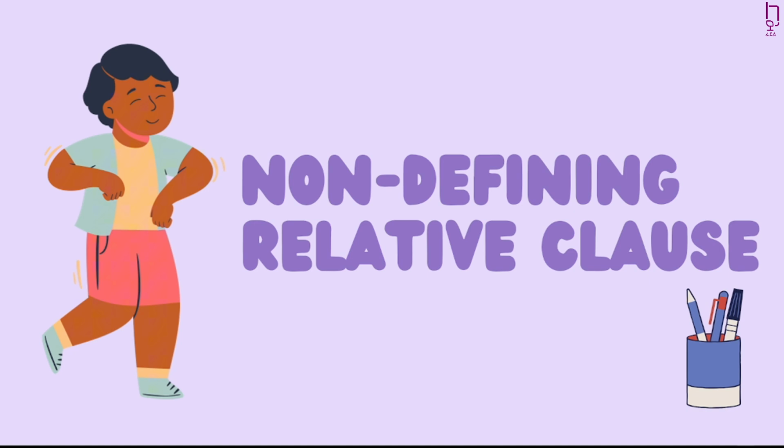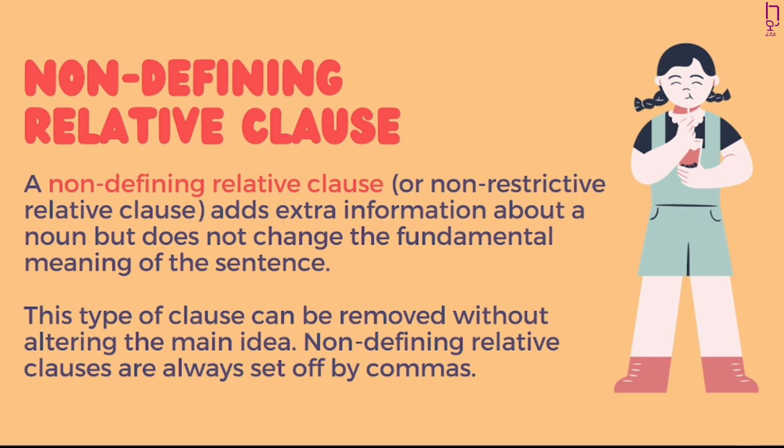Non-defining relative clauses. So we have said this much about defining relative clauses. In opposition to defining relative clauses, non-defining relative clauses are not obligatory. They add extra information to the sentence, okay? So a non-defining relative clause, or non-restrictive relative clause, adds extra information about a noun but does not change the fundamental meaning of a sentence. So it does not affect the meaning of a sentence, it just adds extra information. This type of clause can be removed without altering the main idea. Since it's extra, you can remove it.